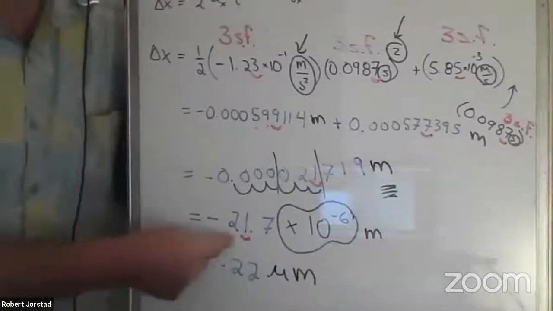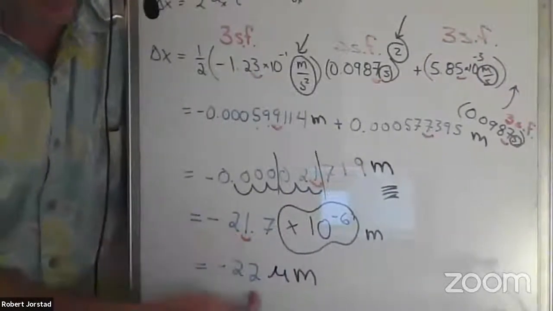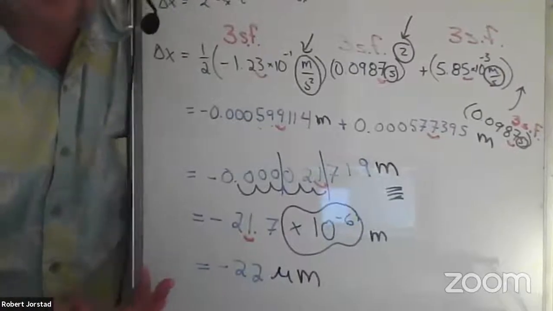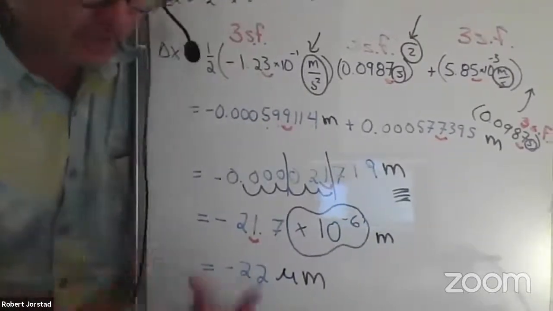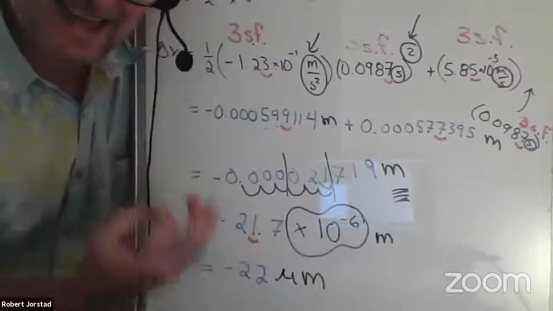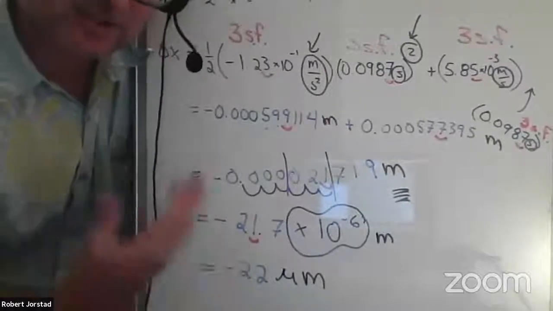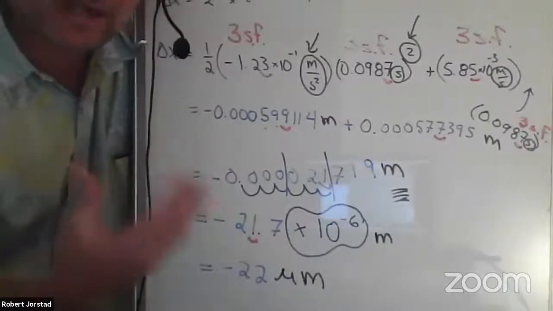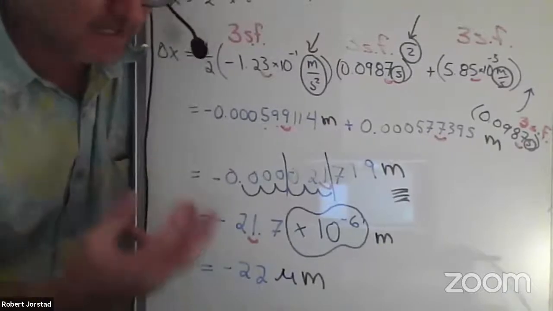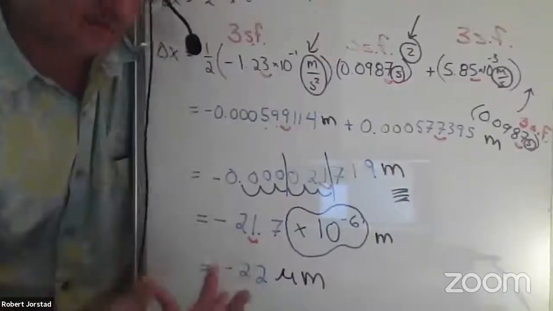This is the correct answer. Now, you could either do 21.7 with the underline, or you could do 22, but you could see that you guys are not dumb. You could have got this number, but it's not enough to get the number. You have to write it correctly, because the way you guys write numbers means something to other scientists and engineers.